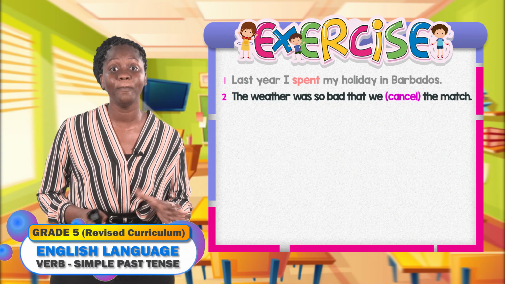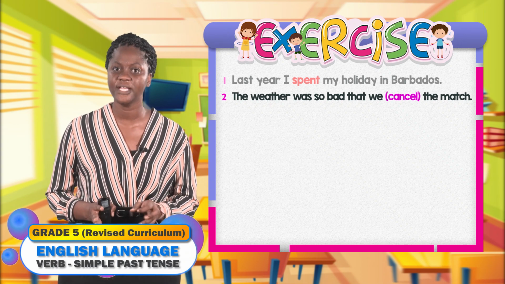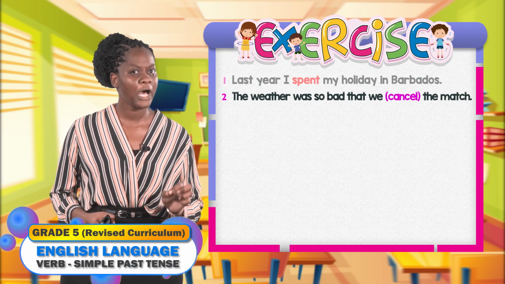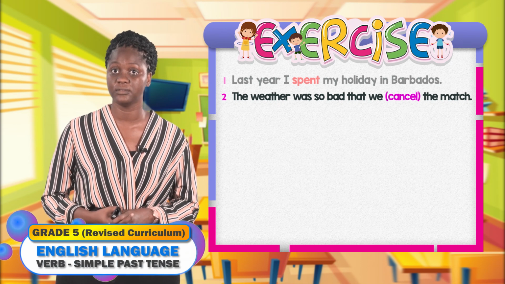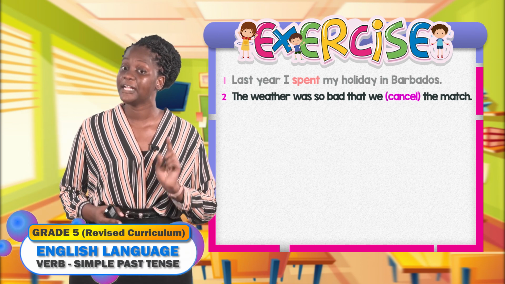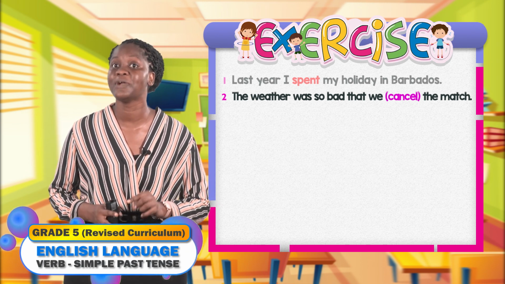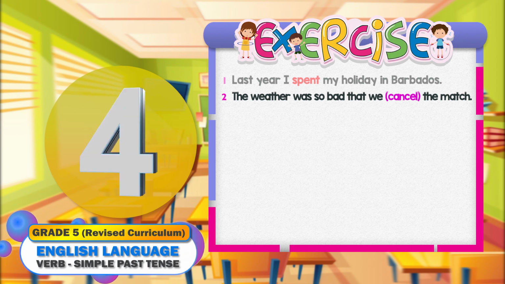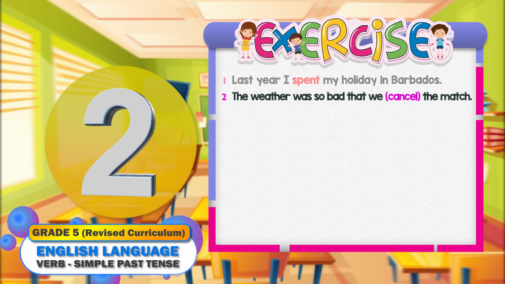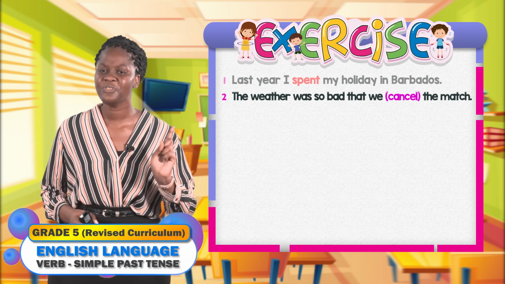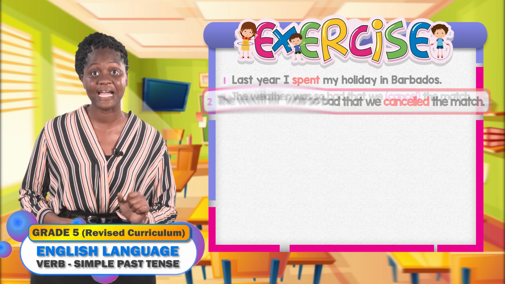The weather was so bad that we something the match. The word in brackets is cancel. How do we form the past tense of cancel? Yes, we form it by adding ed. But I'll give you some time to get the correct spelling. Great. So the past tense of cancel is cancelled.